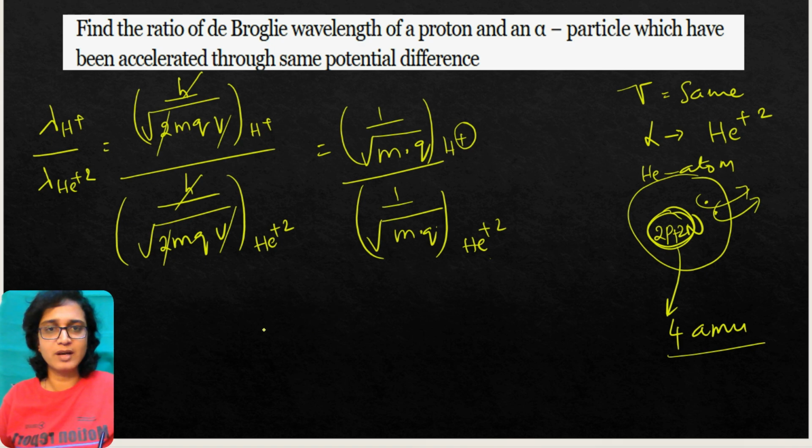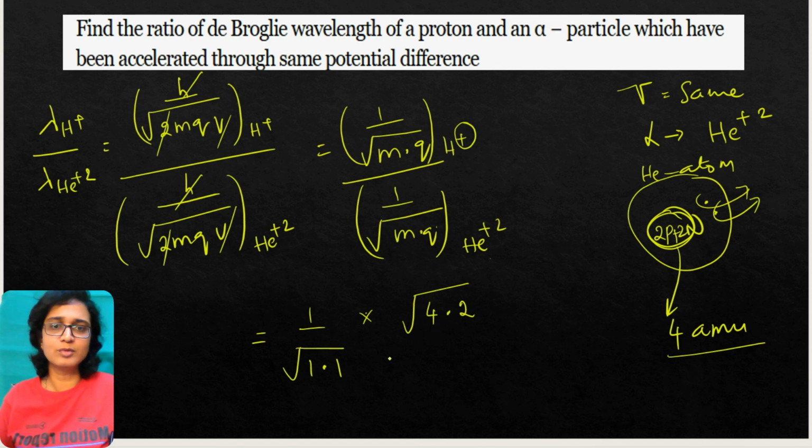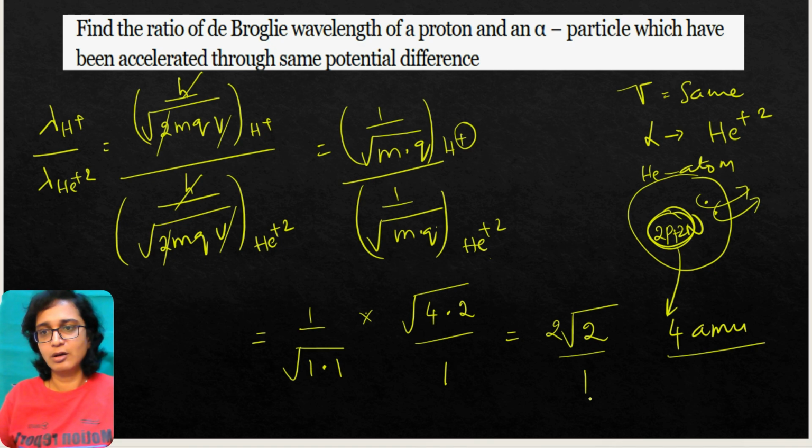I can substitute the values here: 1 by square root of mass of hydrogen, charge of hydrogen, into square root of mass of helium, 4 atomic mass units, and charge on helium 2, divided by 1. That will be square root of 8, which is 2 root 2. Simply, you can write 2 root 2 by 1.